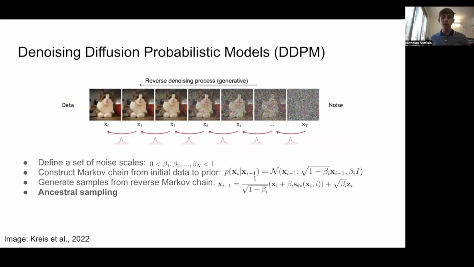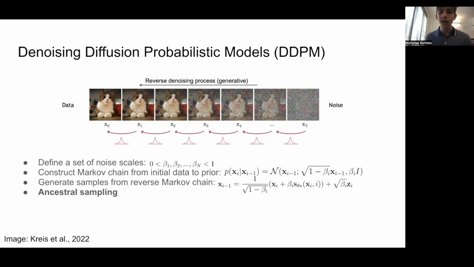So one of the models that's been proposed and received a lot of attention is called denoising diffusion probabilistic models, or DDPM. And just as the name suggests, it's a denoiser, and basically the way it does that is by training a set of probabilistic models at each of a discrete set of noise scales.